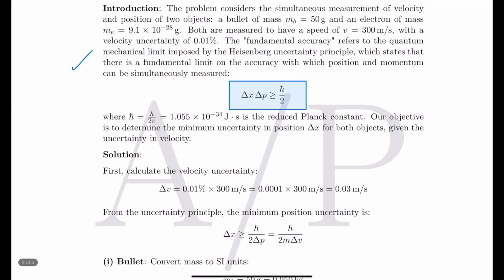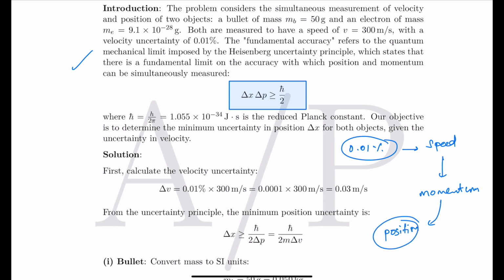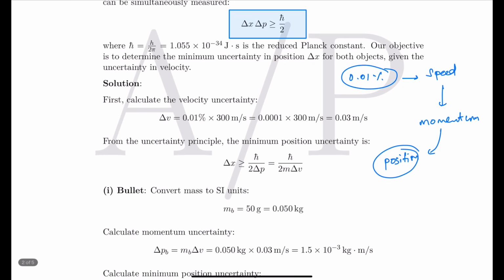Now let us solve. As we have the uncertainty in its speed, which is 0.01%, this uncertainty in speed will lead to uncertainty in the magnitude of momentum, and this will provide the uncertainty in position, because position is a scalar in the case of one dimension. So here we are in the one dimensional world. From the uncertainty principle, the minimum position uncertainty will be given by this particular expression.